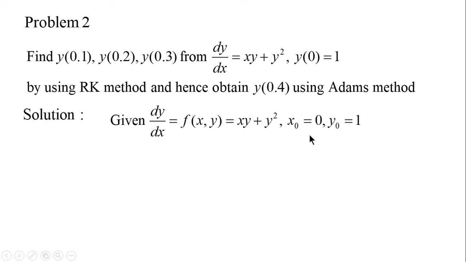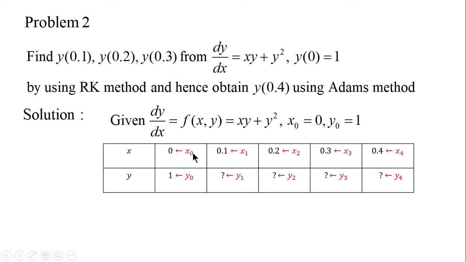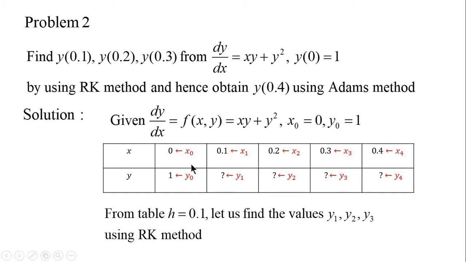Let us write the given data. So here x0 is 0, y0 is 1. Name all these as x0, x1, x2, x3. At x4 we have to find the value of y using Adams method. We know only y0, we don't know y1, y2, y3. We will find y1, y2, y3 using Runge-Kutta method, and we will find y4 using Adams method. From the table, it is obvious when we see the values of x, h is 0.1. Now let us find y1, y2, y3 using Runge-Kutta method.